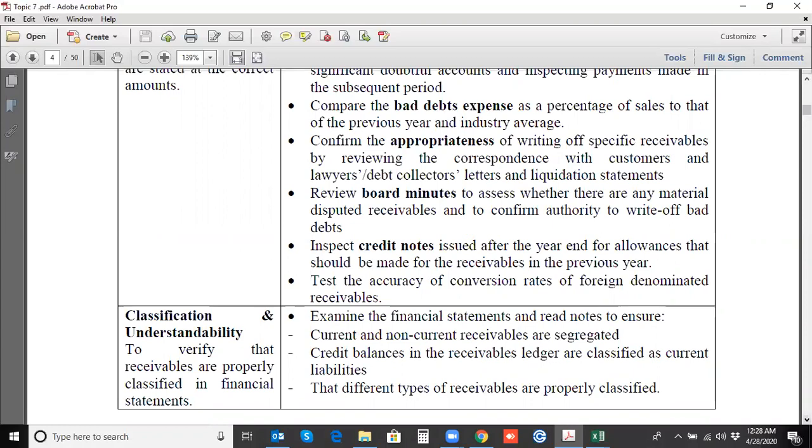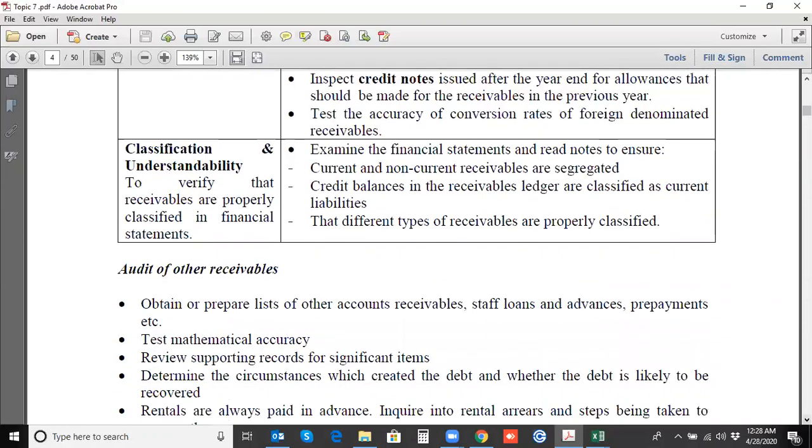Classification and understandability. You're making sure that this information is properly classified and can be understood by the users of the financial statements. And how are you going to do this? You're going to look at the financial statements and read the disclosures and ensure that the current and non-current receivables are properly segregated. I think that is very clear. You have a section for current liabilities, non-current liabilities, current assets, non-current assets. So in this case, we are mainly focusing on current and non-current receivables in the financial statements.